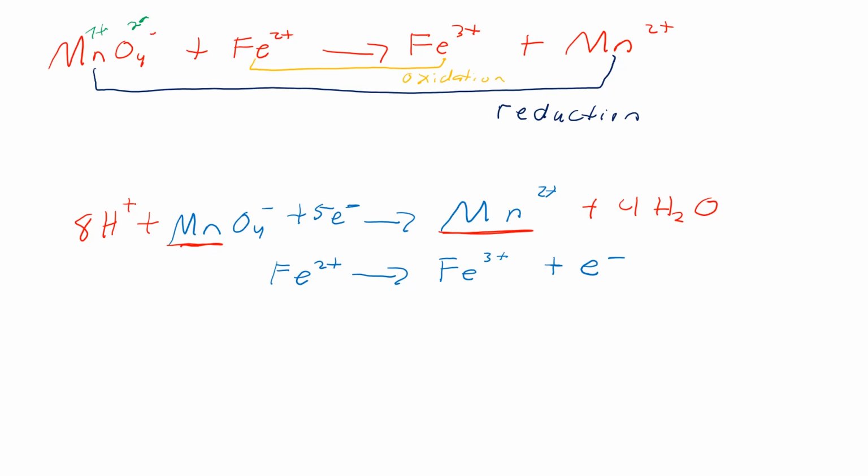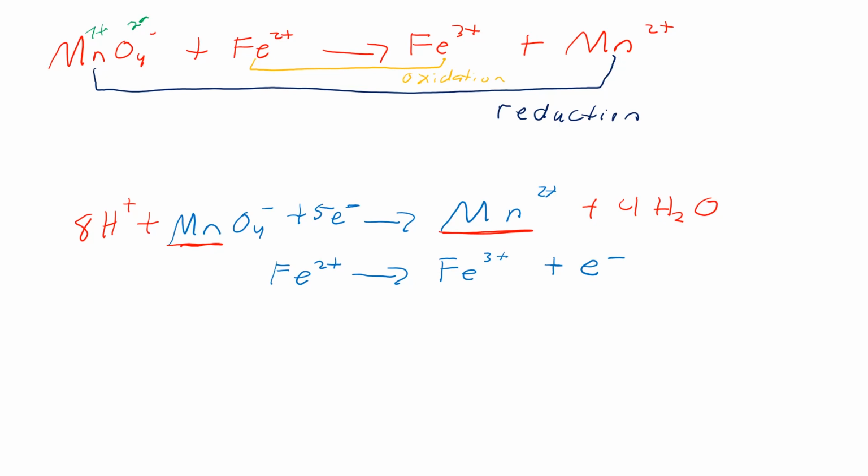For the second reaction, we don't have any oxygen in there. Our iron is already balanced. There's 1 on each side, and we don't have any hydrogens we need to balance. So that part is taken care of.